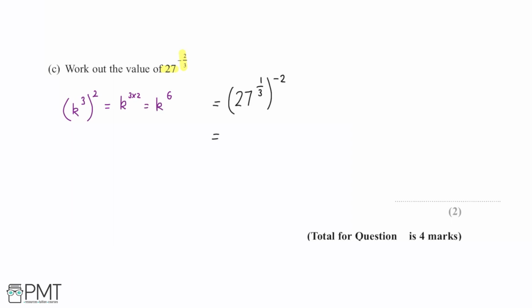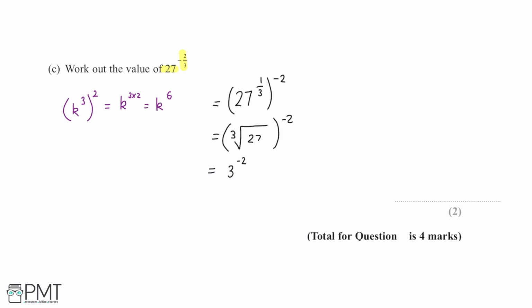So if I take 27 to the power of a third, similarly to before, raising something to a power of 1 over something, I'm just going to do the denominator as a root for 27. So this is going to be the cubed root of 27. And then I'm going to raise that to this power of minus 2, which I'm just going to carry down from the top. So here we have the cubed root of 27, and then that's going to be raised to the power of minus 2. And the cubed root of 27 is going to be 3, so 3 to the power of minus 2.